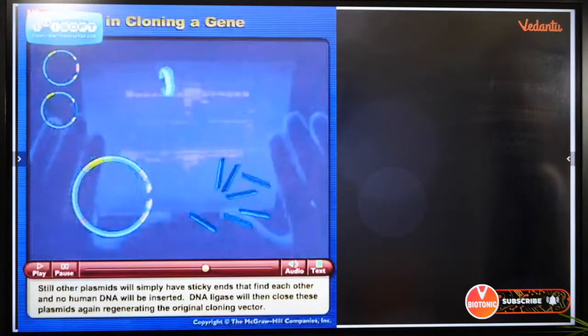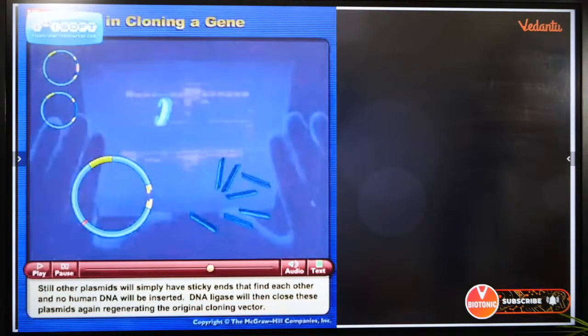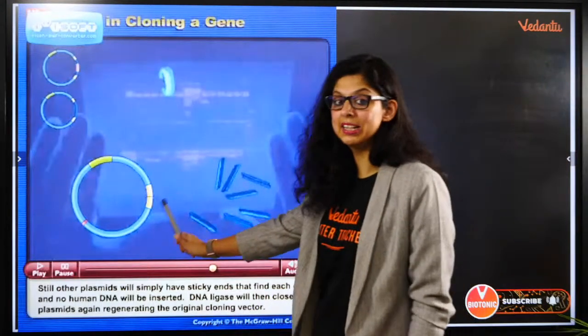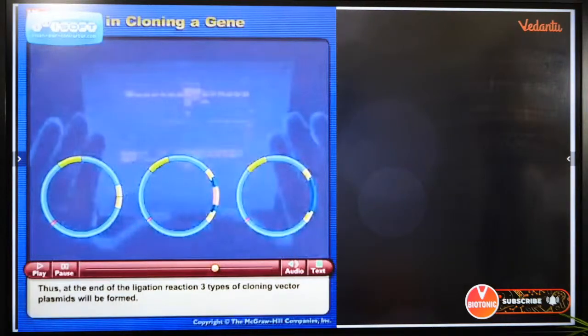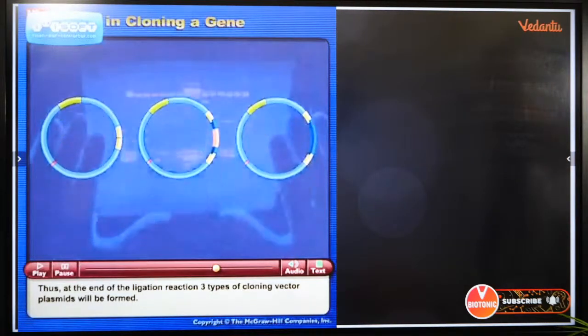Still other plasmids will simply have sticky ends that find each other, and no human DNA will be inserted. DNA ligase will then close these plasmids again, regenerating non-recombinant plasmids. Three types of cloning vector plasmids will be formed.